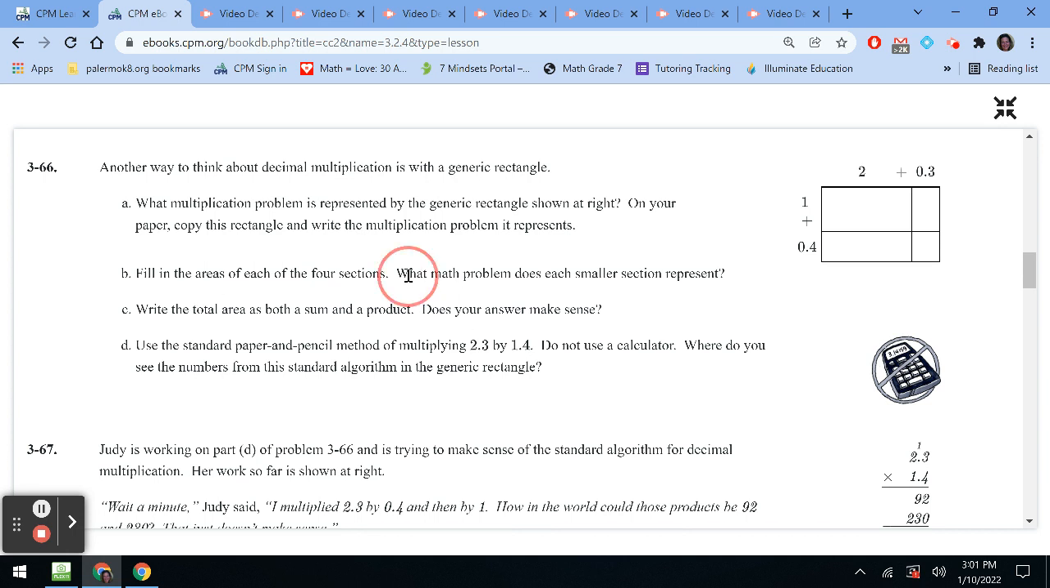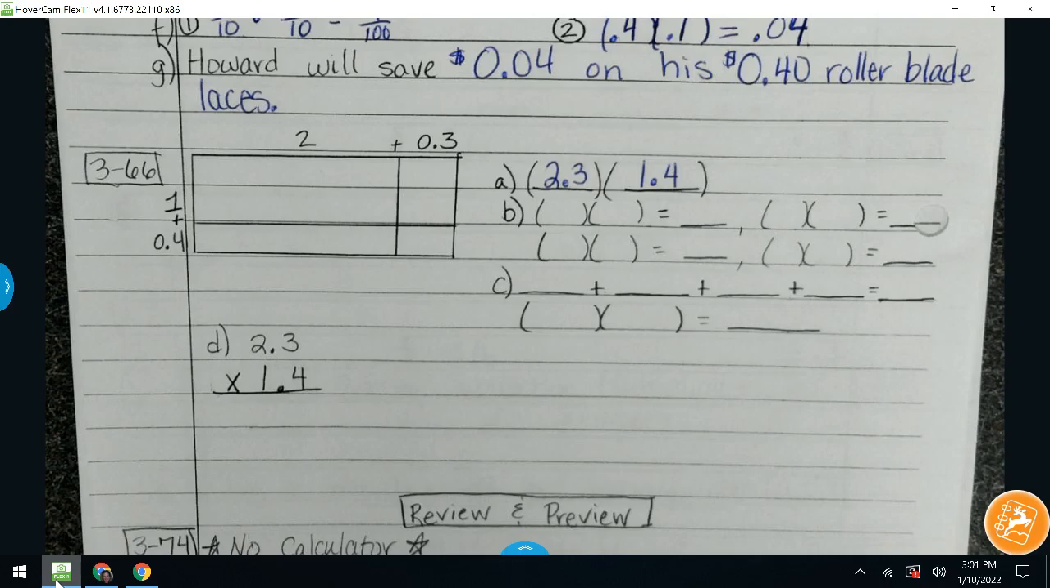So as I do this, I find answering the question helps me to be able to fill in the areas of each of the four sections. As I figure out what the math problems are for each part, that helps me know what the value of each one of them is. And so that's what we're going to work on right here.